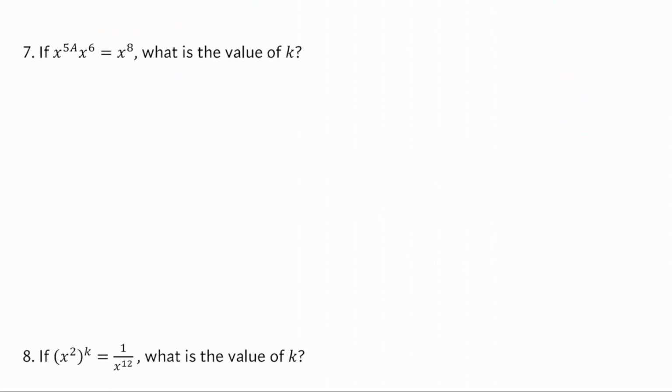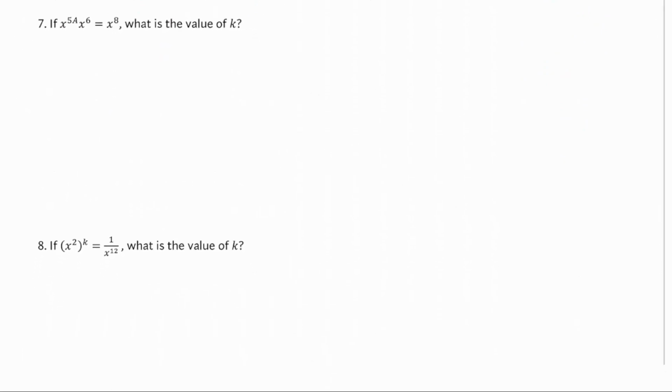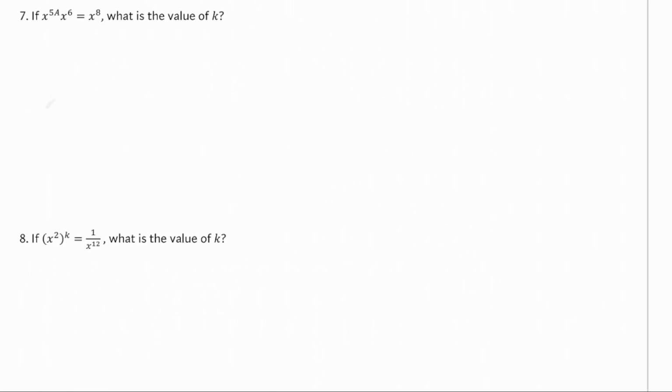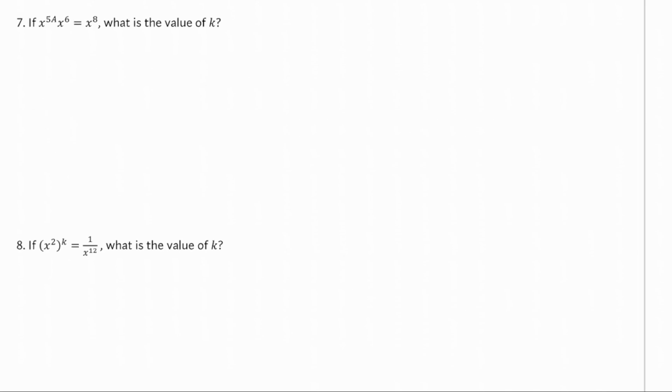Oh, and then there's one more here. Oh no, 2 more. I can squeeze them both onto the screen. If x to the 5a times x to the 6 equals x to the 8, what's the value of a? Okay, well, we're multiplying these two things, we're going to add their exponents. Okay, well, I can say that's 5a plus 6.